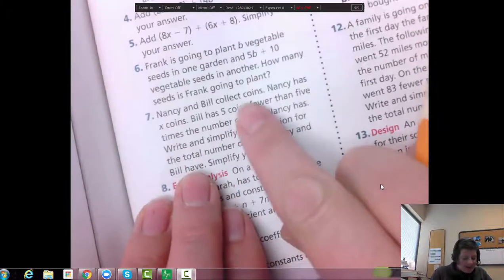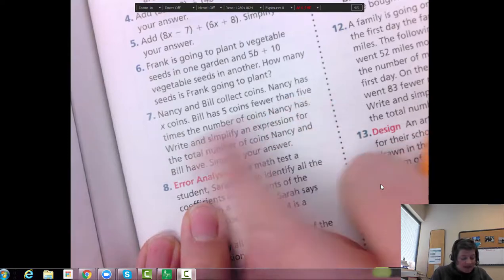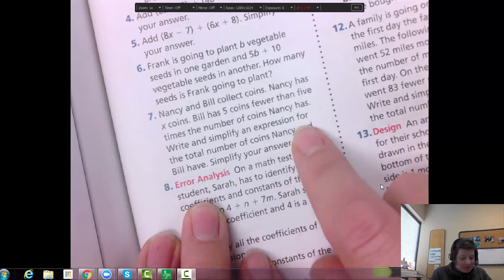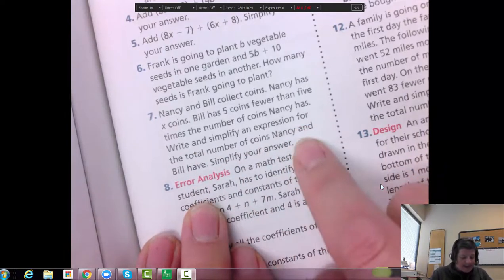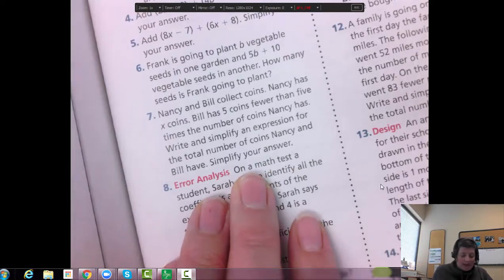Okay. Nancy and Bill collect coins. Nancy has X coins. Bill has 5 coins fewer than 5 times the number of coins Nancy has. Write and simplify an expression for the total number of coins Nancy and Bill have. All right, so what do we, wow, that's a lot, right?